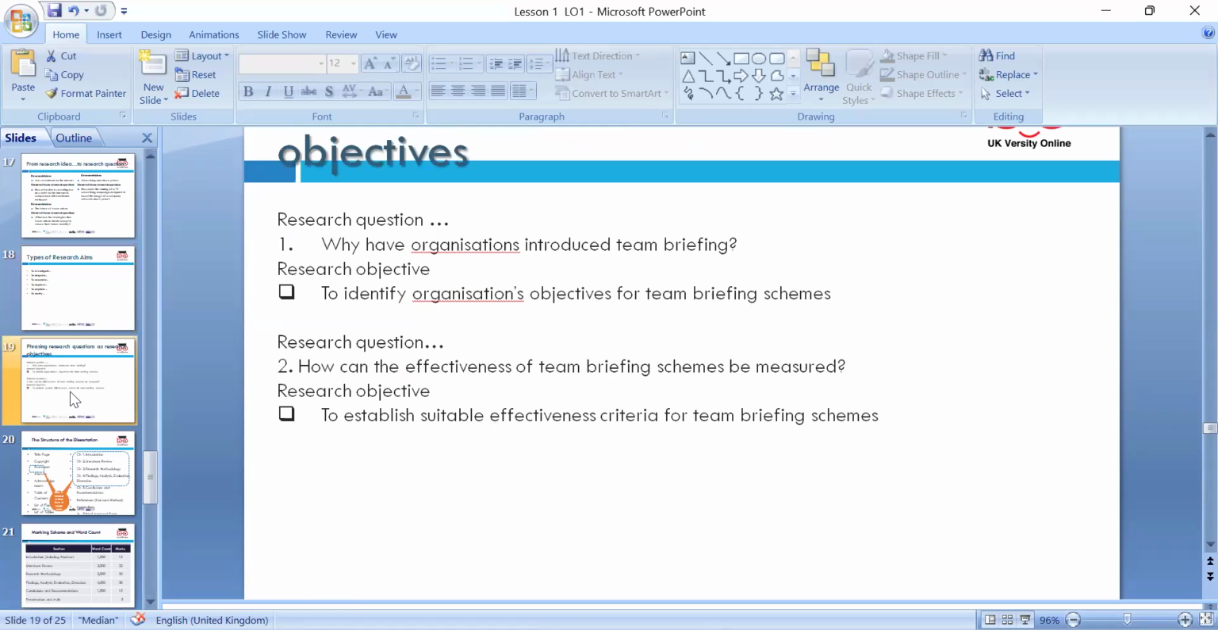So when we say research question: why has the organization introduced the team briefing? Research objective: to identify the organization's objectives for the team briefing scheme. Research question: how can the effectiveness of the team briefing scheme be measured? And the research objective: to establish suitable effectiveness criteria for the team briefing. So this is where we can measure it, which is why team briefing is very important in the research.